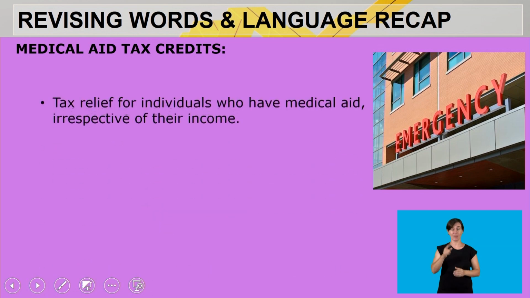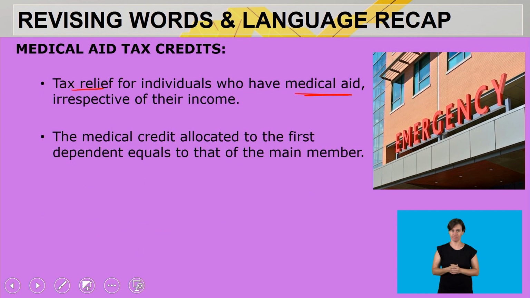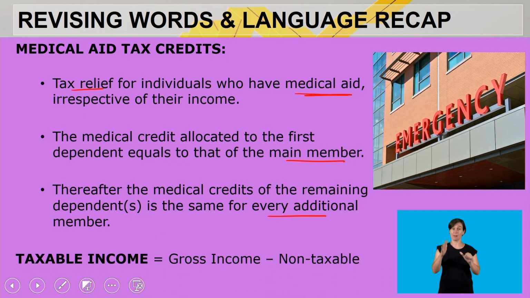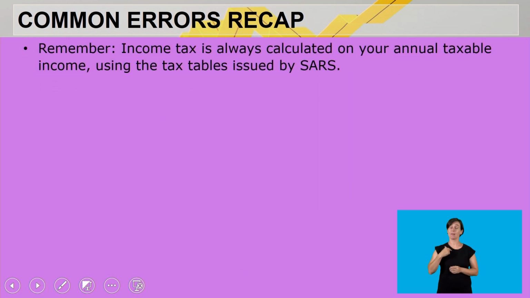Then we've looked at medical aid tax credits, right? We also said that's also a tax relief for individuals who have medical aid, right? Irrespective of their income. The medical aid tax credit allocated to the first dependent equals that of the main member, okay? And then thereafter, the medical credits of the remaining dependent or dependents, if it's more than one child, is the same for every additional member. And then important to remember is that when we calculate taxable income, we use our gross income minus our non-taxable deductions.